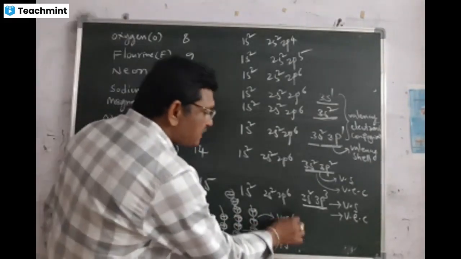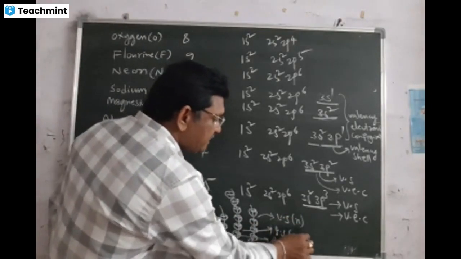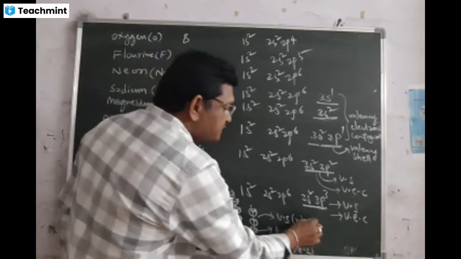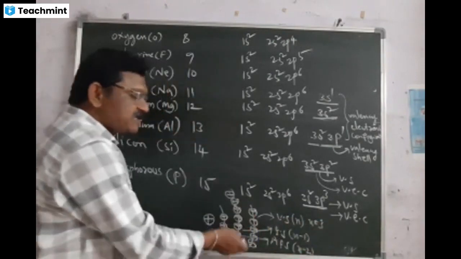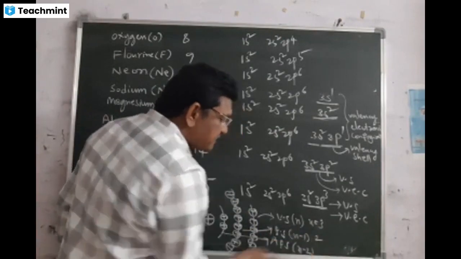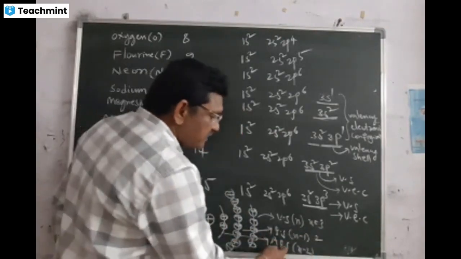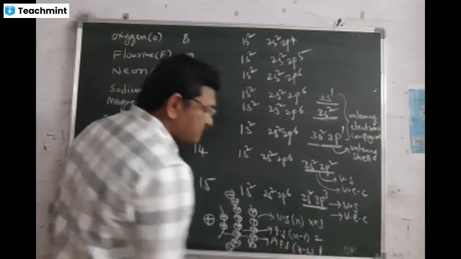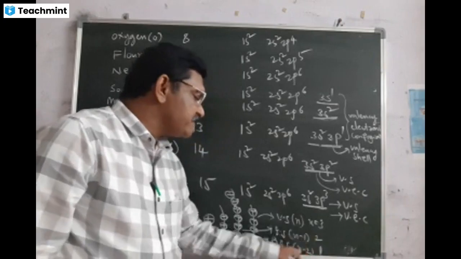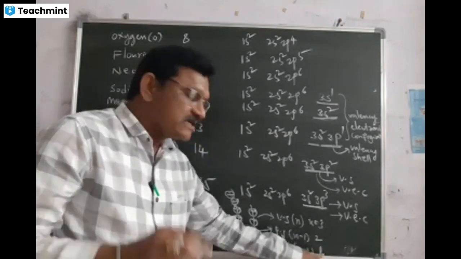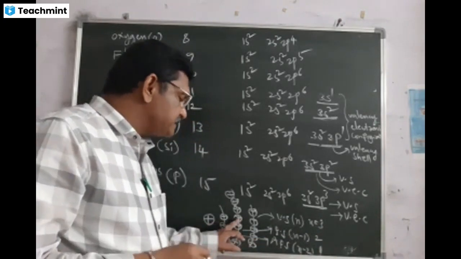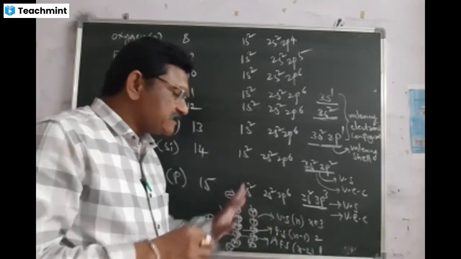That means the valence cell is the n cell. The penultimate cell is the n-1 cell. The anti-penultimate cell is the n-2 cell. For example, here the n cell is the third cell. Then the penultimate cell becomes the second cell. The anti-penultimate cell becomes the first cell, because n-2 means 3 minus 2, which gives 1. So the anti-penultimate cell is the first cell, the penultimate cell is the second cell, and the valence cell is the third cell.